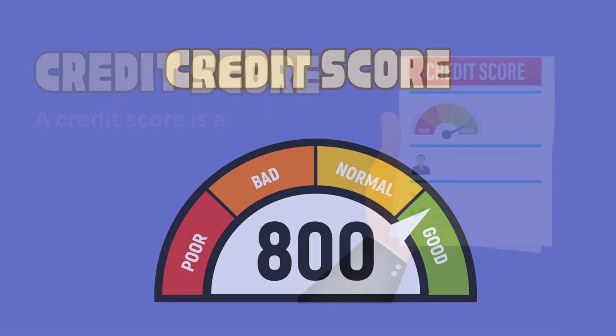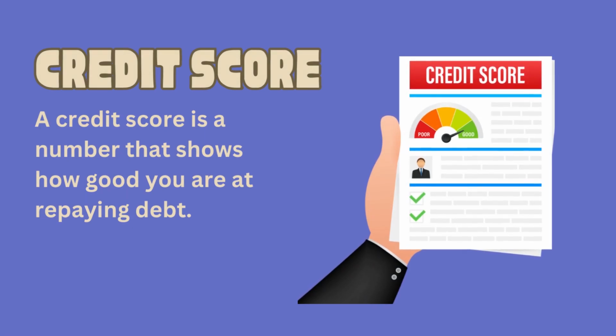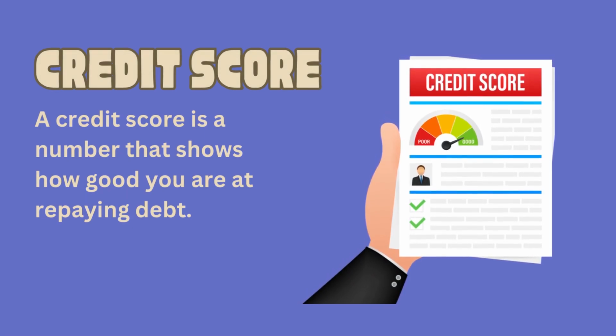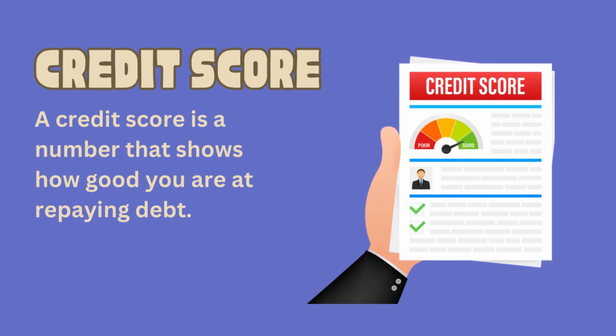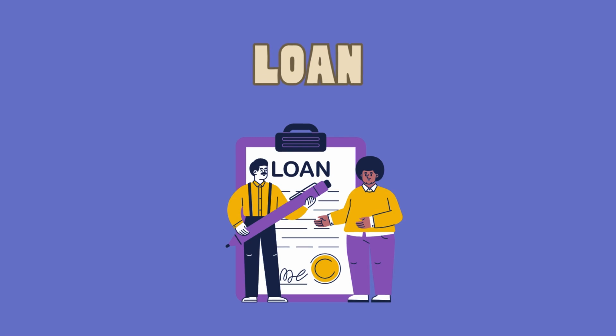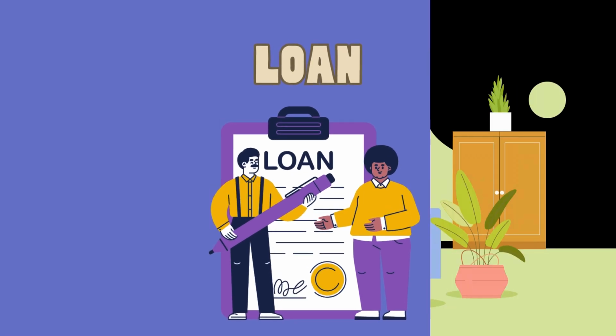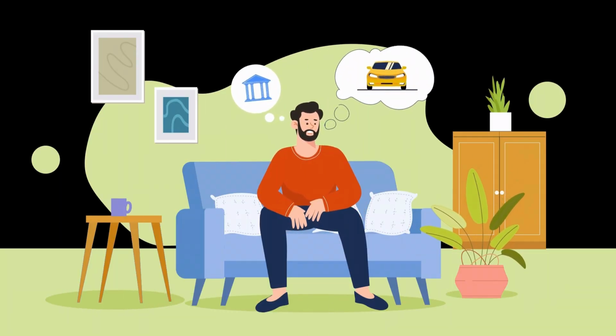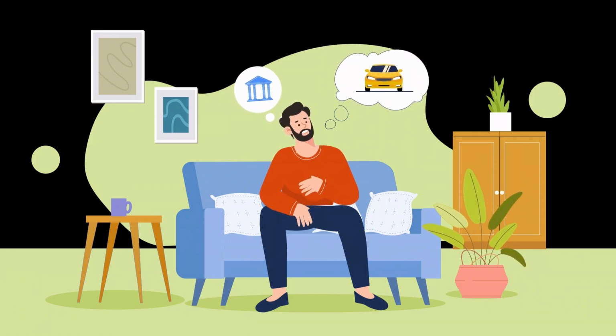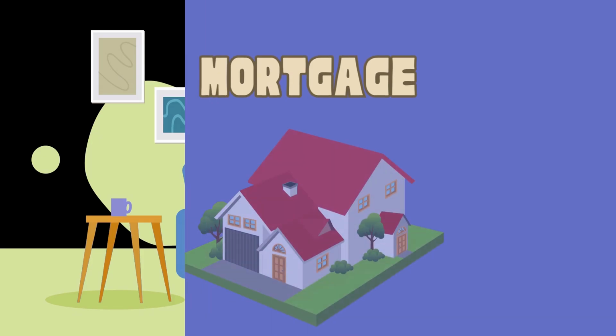Credit score. A credit score is a number that shows how good you are at repaying debt. The higher the score, the better. It's like a report card for your financial trustworthiness. Loan. A loan is borrowed money that you have to pay back, usually with interest. It can be for things like school, a car, or a house.